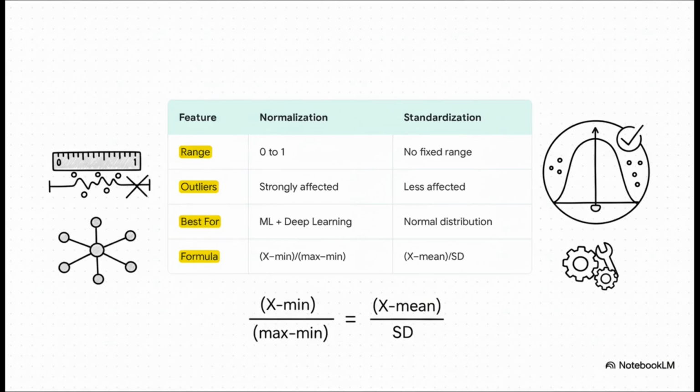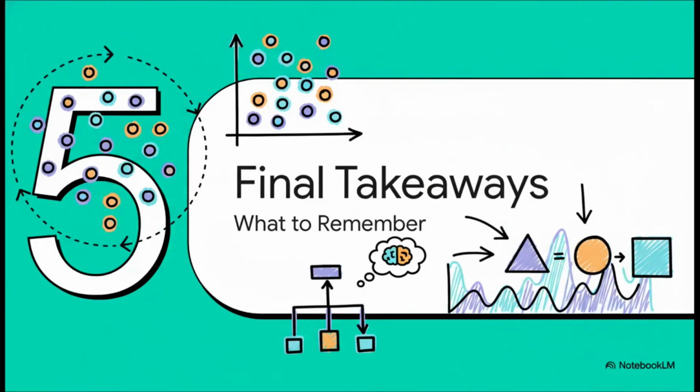So the choice really comes down to your data. If it's pretty clean and you need that strict 0 to 1 range, go with normalization. But if you're worried about outliers, standardization is probably the safer bet. All right, let's bring it all home. We're going to wrap this up by summarizing the most important things you need to remember about normalization.